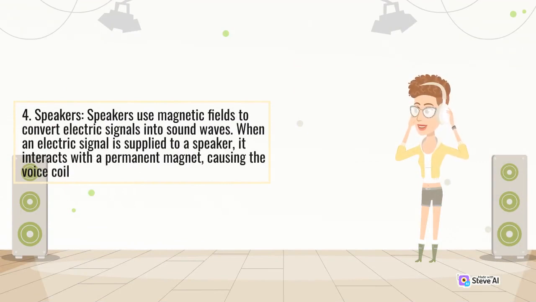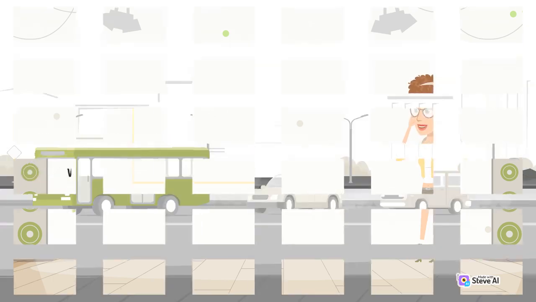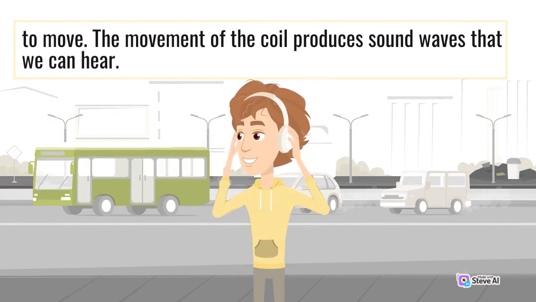Speakers use magnetic fields to convert electric signals into sound waves. When an electric signal is supplied to a speaker, it interacts with a permanent magnet, causing the voice coil to move. The movement of the coil produces sound waves that we can hear.